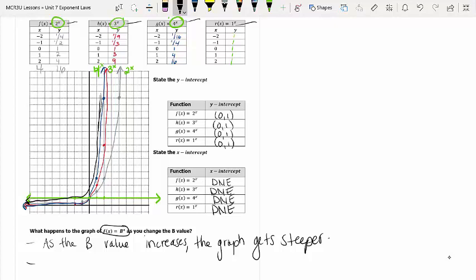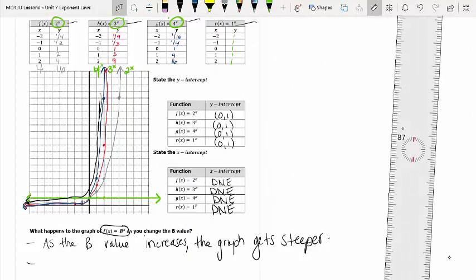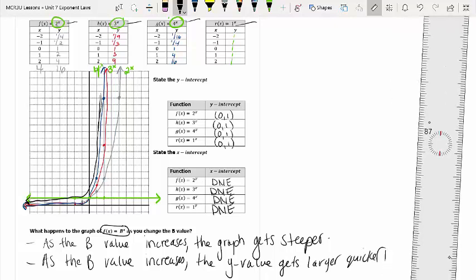Likewise, as you read the graph from left to right, the bigger the base of the function, the quicker the y value gets larger, right? If we look at that blue graph, as we read the graph from left to right, the y values get quite steep very quickly compared to the gray graph. They still get pretty steep quickly, but not as quick as the blue graph. Okay, so those are two conclusions you can make from this side of the page.